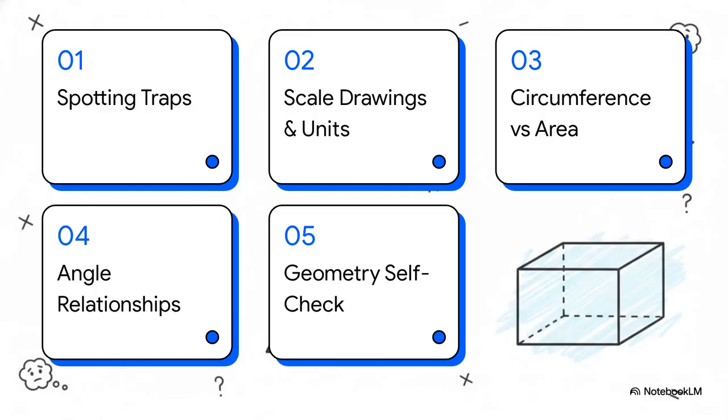Here's our playbook for this explainer. 1. Spotting geometry traps. 2. Scale drawings and units. 3. Circumference versus area. 4. Unlocking angle relationships. And finally, number 5, the geometry self-check.